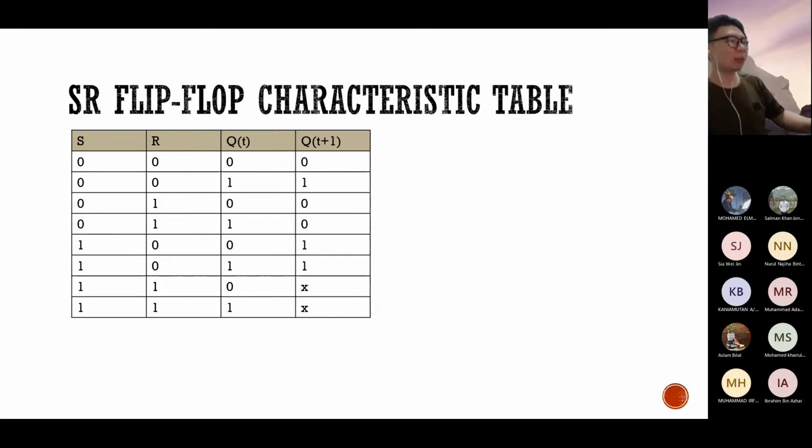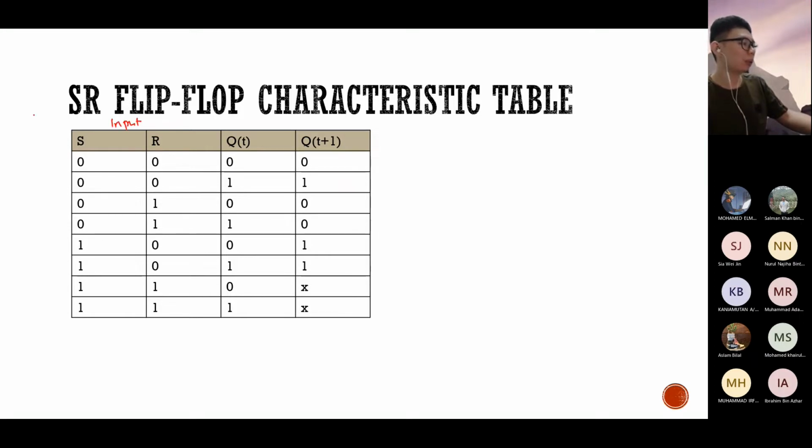The other table that I'd like to introduce to you today is the characteristic table. The characteristic table is slightly more detailed than the previous table that you saw. In a characteristic table, what you will find is that you have an input.